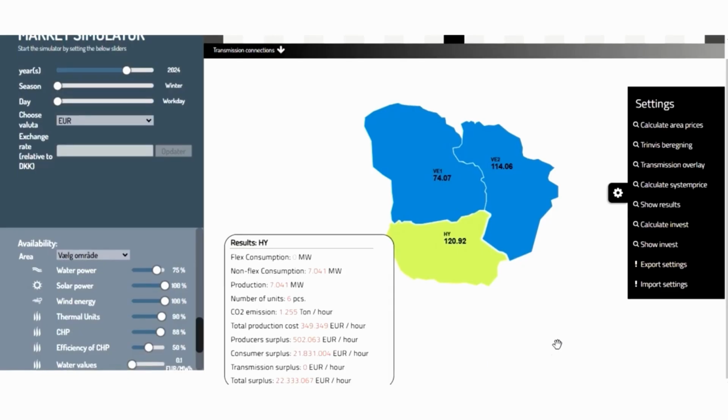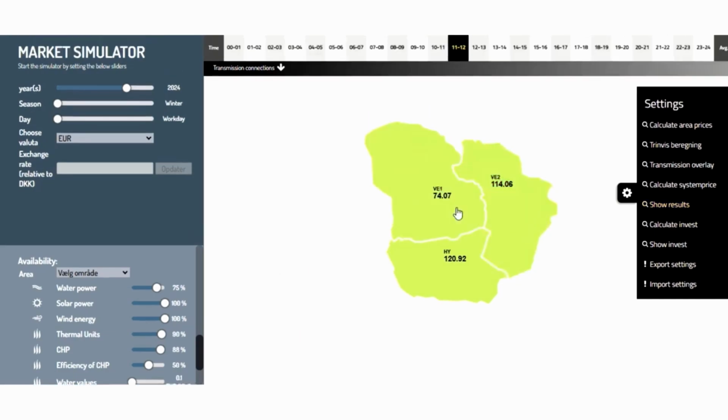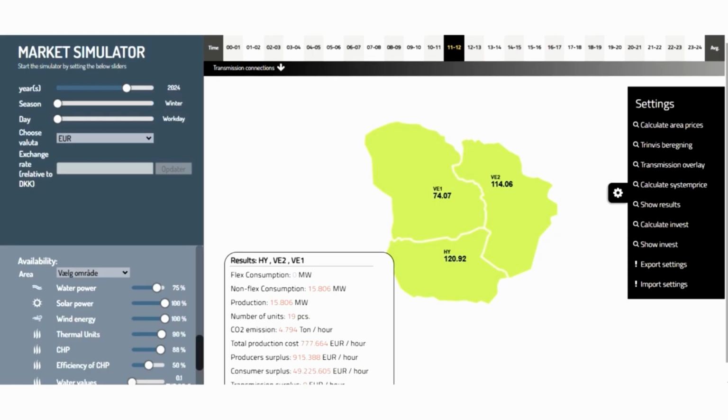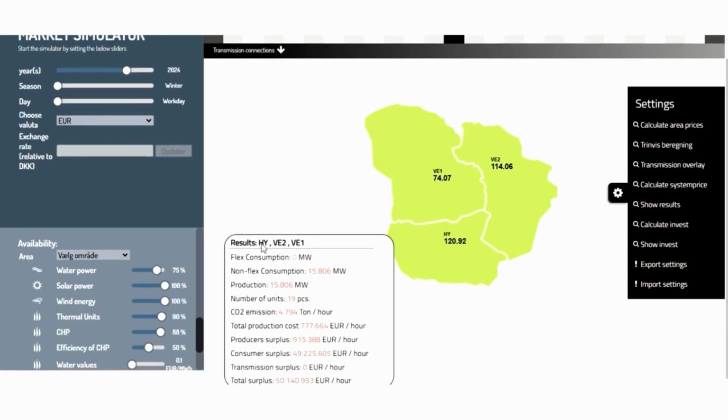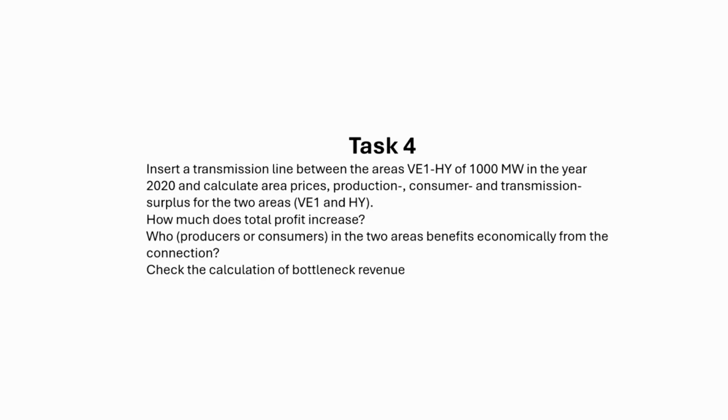And when we have to show the results for all the three areas, then we click on all the three areas and say show results here. And then we will have the results for HI, VE2 and VE1 here. We also save these results. So now we have finished the third exercise. We now continue with exercise 4.